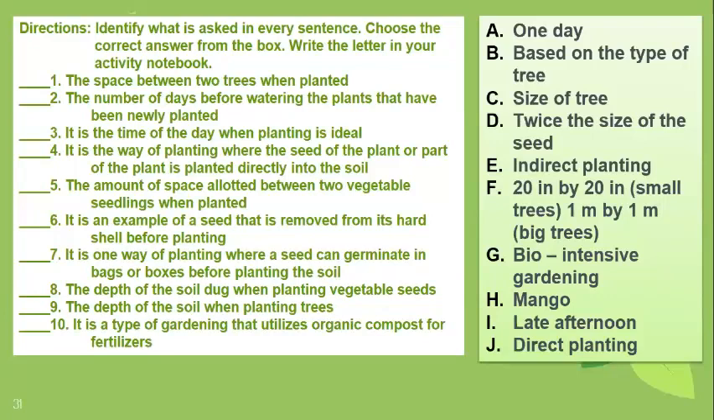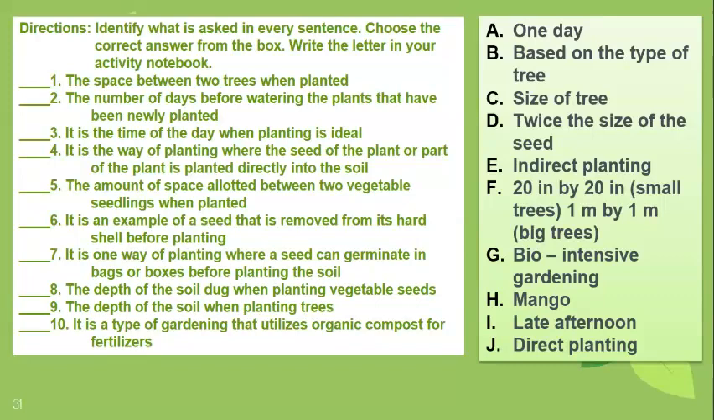Number 3, it is the time of the day when planting is ideal. 4, it is the way of planting where the seed of the plant or part of the plant is planted directly into the soil. 5, the amount of space allotted between two vegetable seedlings when planted. 6, it is an example of a seed that is removed from its hard shell before planting. 7, it is one way of planting where a seed can germinate in bags or boxes before planting in the soil.